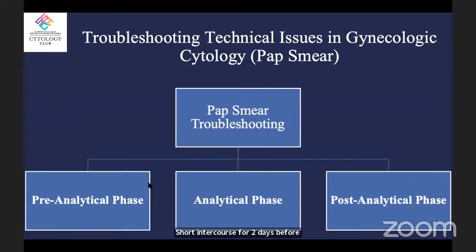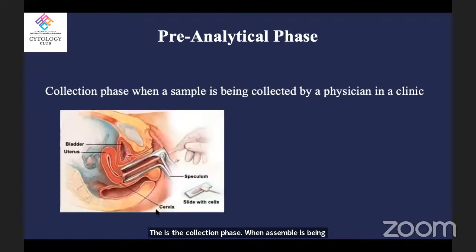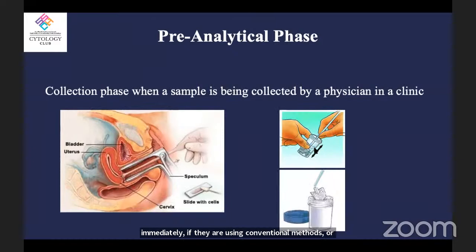So now we'll talk about the pre-analytical phase. The pre-analytical phase is the collection phase when a sample is being collected by a physician in clinic. As we see here, the physician uses a speculum to visualize the squamocolumnar junction and the surface, and they collect the sample from the squamocolumnar junction. Then they smear it immediately if they are using the conventional method, or put it in the ThinPrep vial if they are using ThinPrep, or they put the head of the brush in the preservative solution if they are using SurePath.